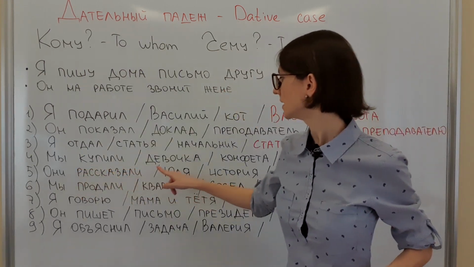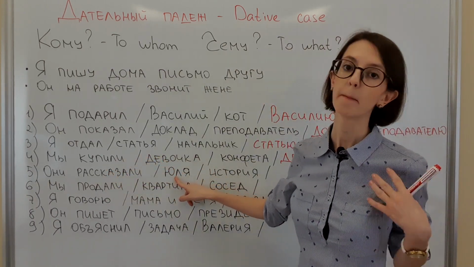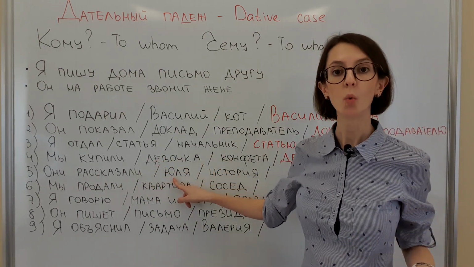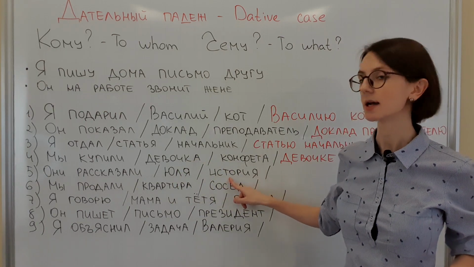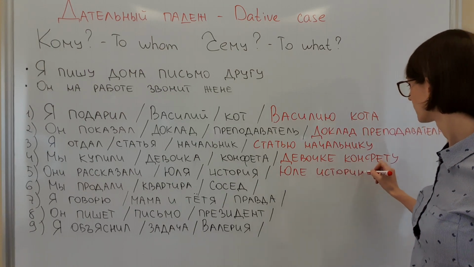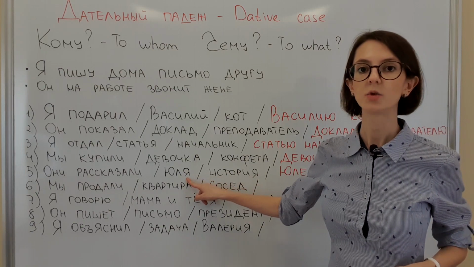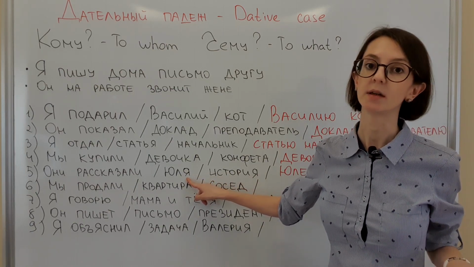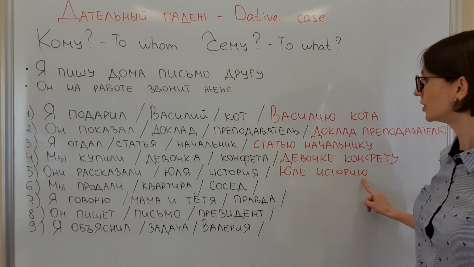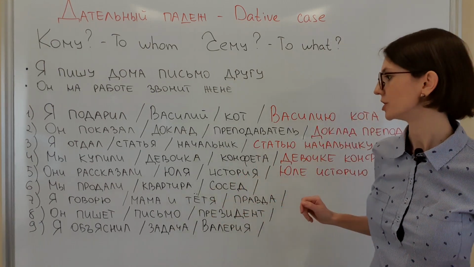Они рассказали, Юля, история. They told Julia a story. Они рассказали кому? Юле. Они рассказали что? Историю. Same case here. You can see the nouns both end with the letter я, but we decline them differently. Юле, dative case, историю, accusative case, feminine, non-living object.